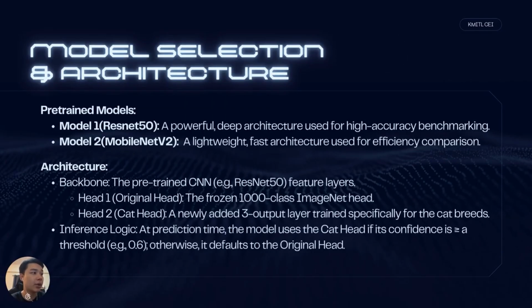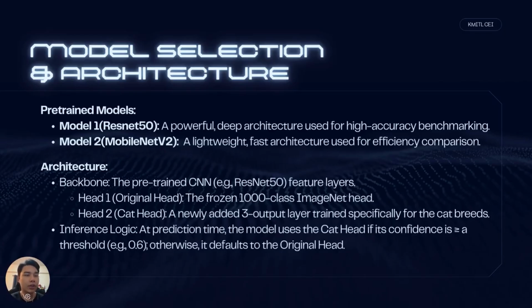Next is our model selection and architecture. Here we talk about the pre-trained models first. To test the architecture, we use two pre-trained CNNs. First is ResNet50, known for its high accuracy and deep structure. Second is MobileNetV2, known for being lightweight and efficient. We want to compare the trade-off between performance and efficiency, like accuracy versus speed and size. Next is our architecture overview.